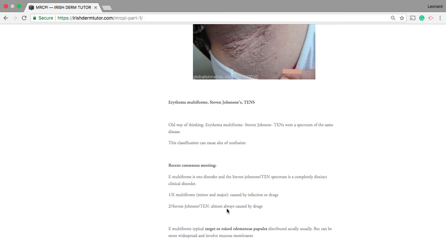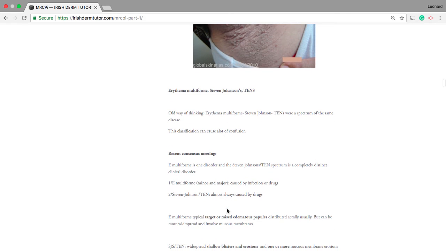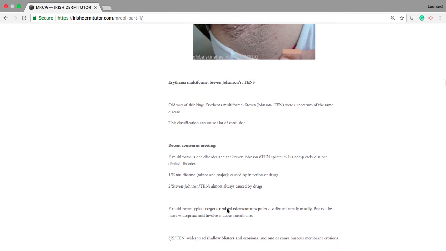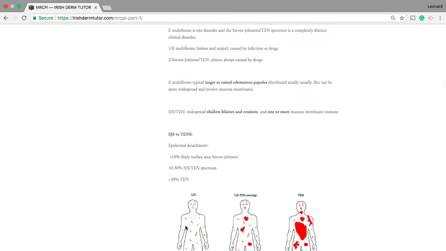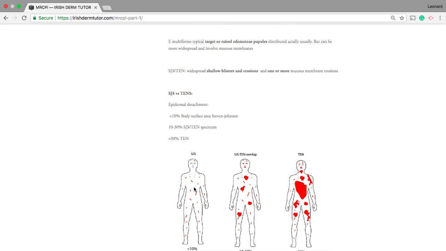So in erythema multiforme, you get these typical target or raised edematous papules which are usually distributed acrally, but they can be more widespread and they can involve the mucous membranes, and I'll have some images of them in a minute or two. Whereas in comparison, Stevens-Johnson and TEN is widespread shallow blisters and erosions, which affect one or more mucous membranes also. Now then, when we compare Stevens-Johnson to TEN, we have a schematic here. So Stevens-Johnson is when less than 10% of the body surface area is affected.